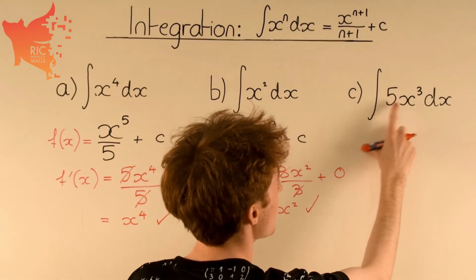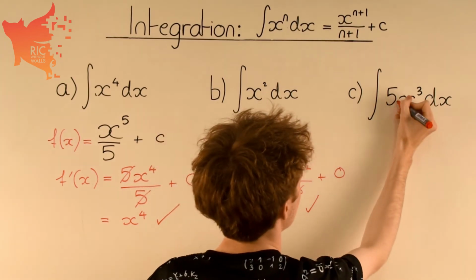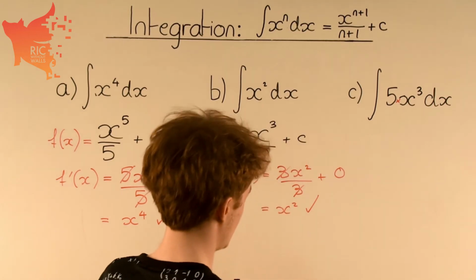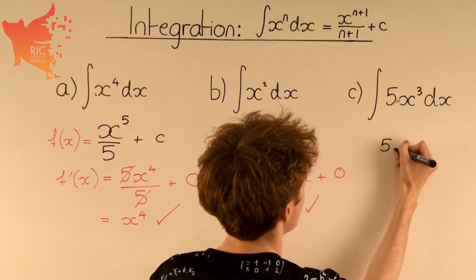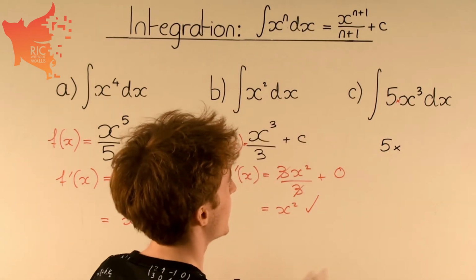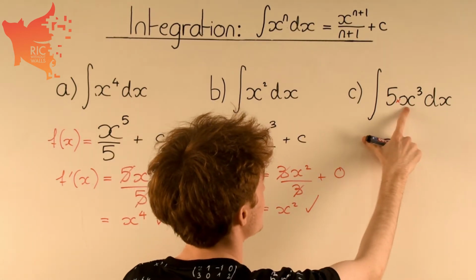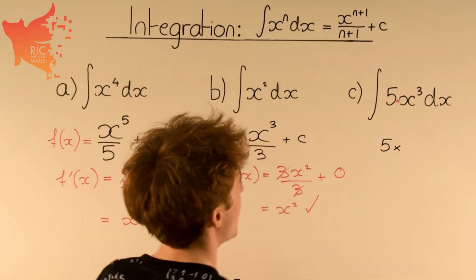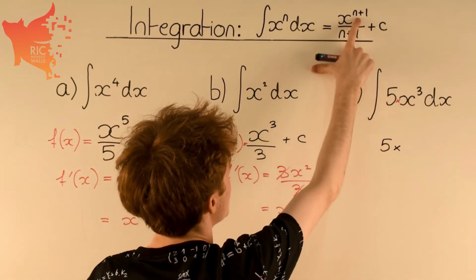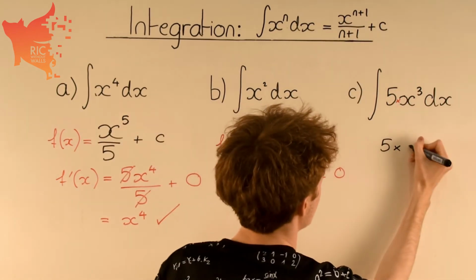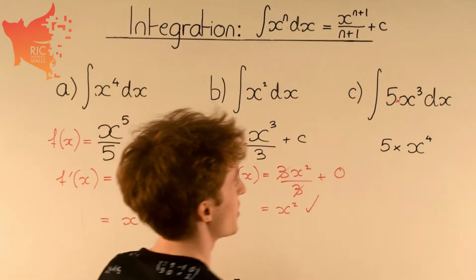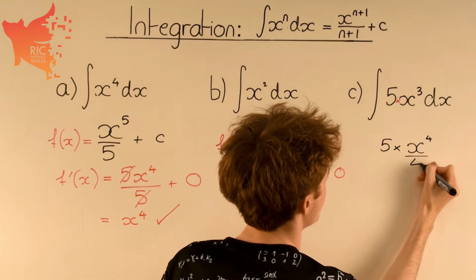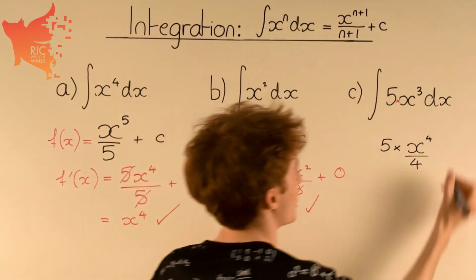Firstly, remember that 5x cubed really just means 5 times x cubed. So when we integrate this expression, firstly I'm just going to copy down the 5 times. And then we just need to think about how to integrate x cubed. So that means the power of x is 3, and we're going to increase that power by 1 so that we get x to the power of 4. And then we're going to divide by the new power of 4. And then we just need to remember our plus c.